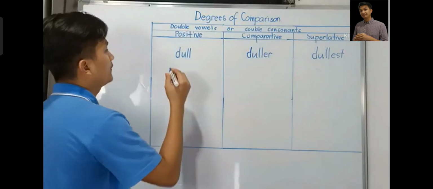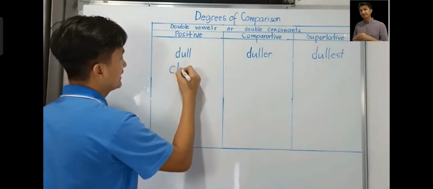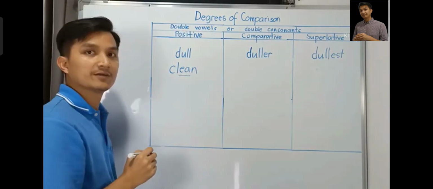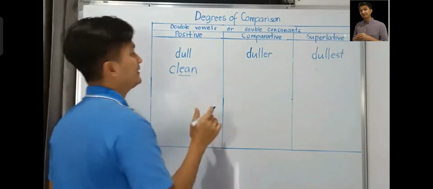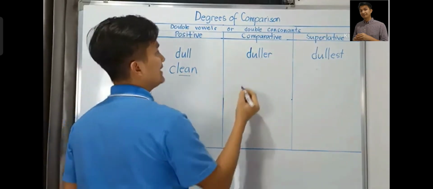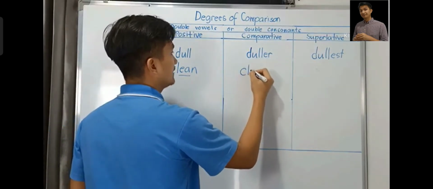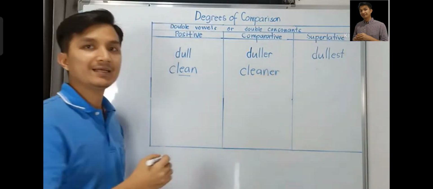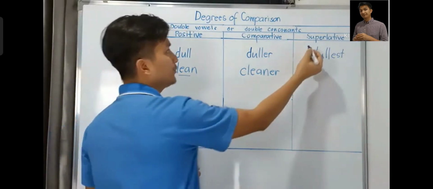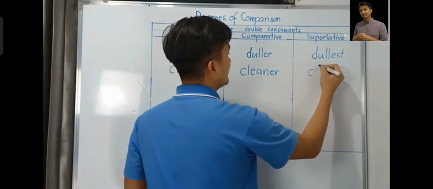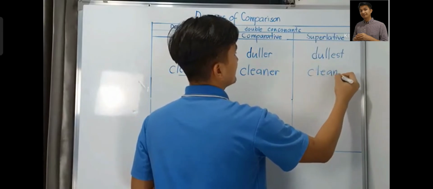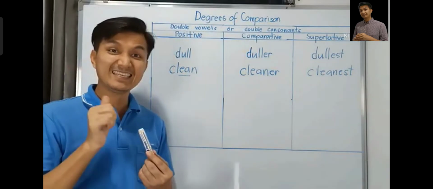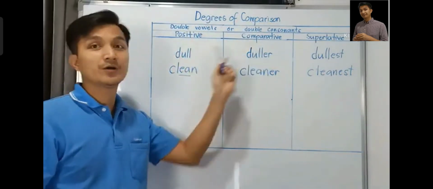How about if we see double vowels? Like for example, the word clean. You see this? Two vowels. Alright, so what you're going to do is add ER as well. Clean, ER would be cleaner. And the superlative form would be cleanest. Alright kids, it's easy if you follow the rules.